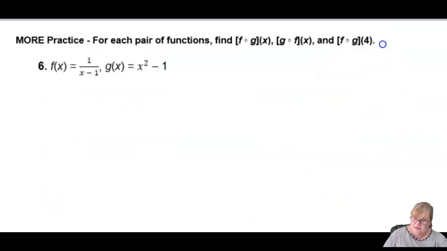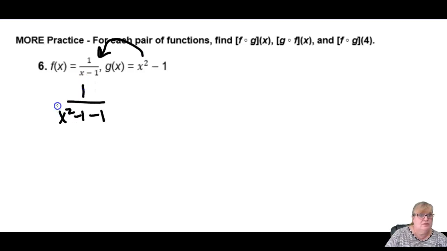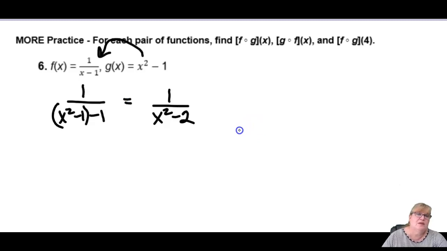All right, quickly, one more. Put g into f. We would have 1 over x squared minus 1 minus another 1, which would be 1 over x squared minus 2. All right, this is a weird one again. The domain restriction is this denominator cannot equal 0.